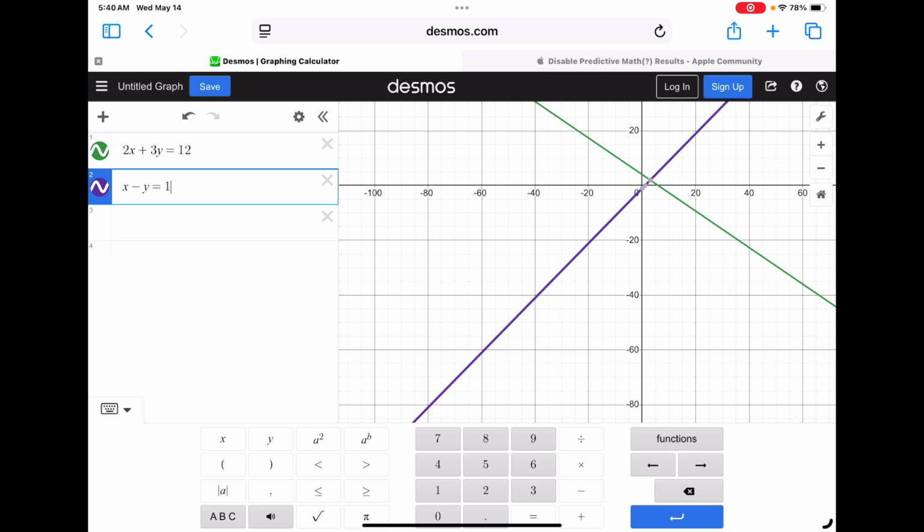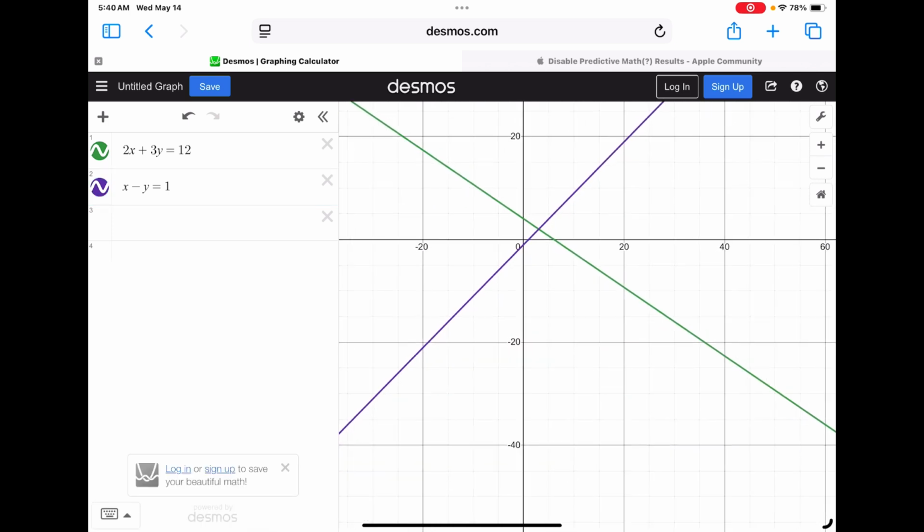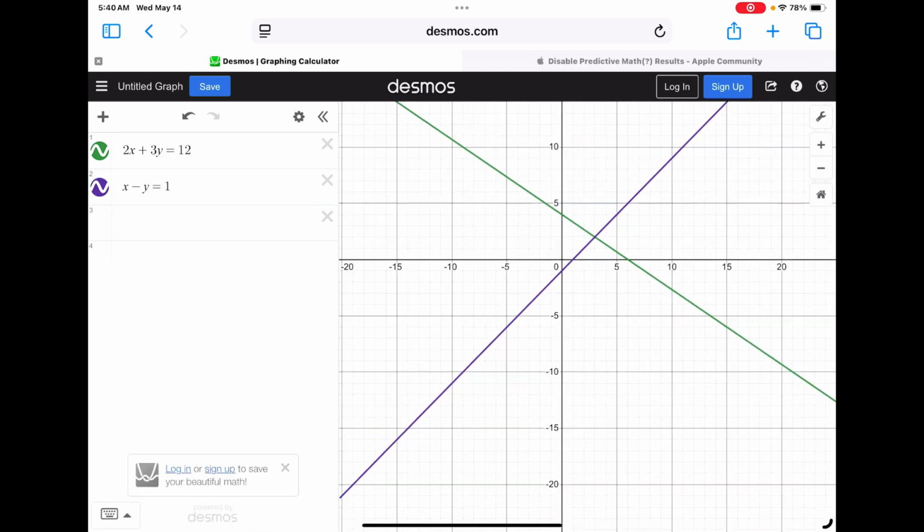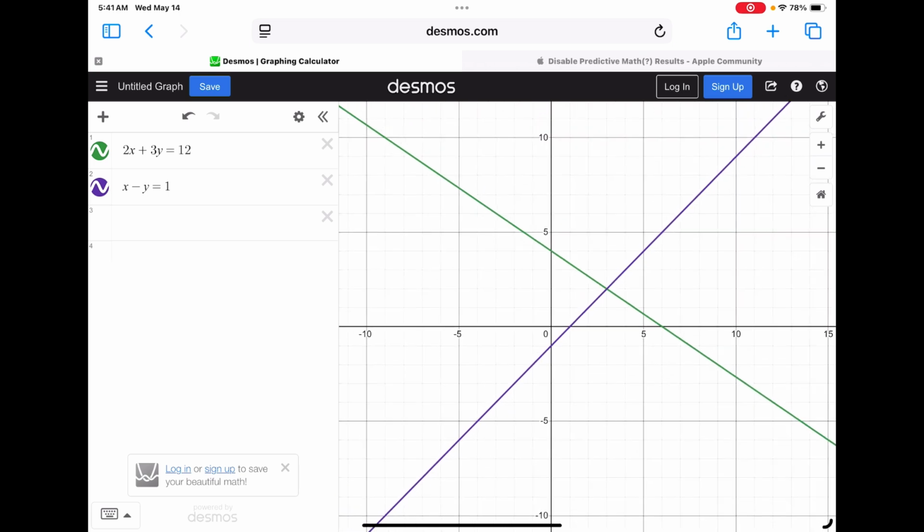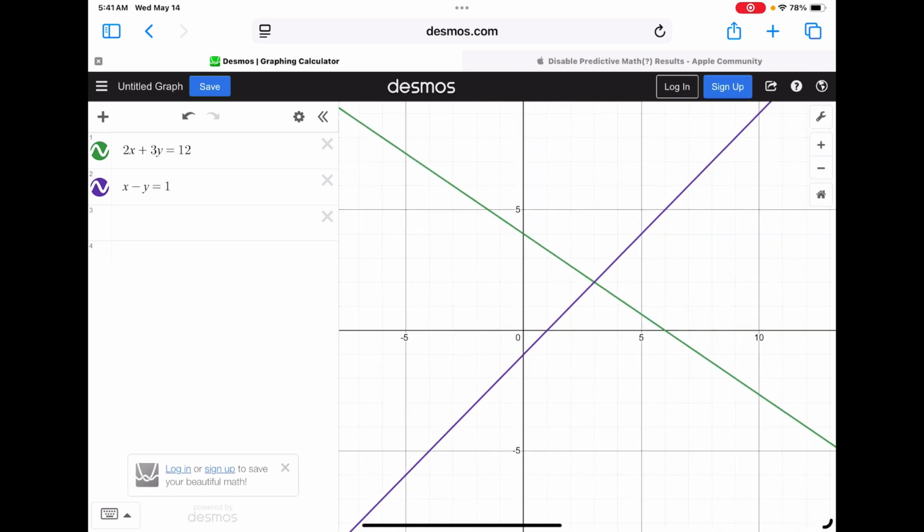Now let's rearrange this a little bit and expand it so we can look at the points of intersection. So those are our two lines. The green line is 2x plus 3y is equal to 12, and then the blue line is x minus y equals 1. Now the point where they intersect is right there. That is going to be the pair 3, 2, which is just what we found by doing the two other methods.